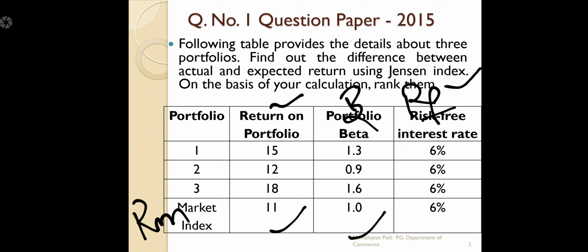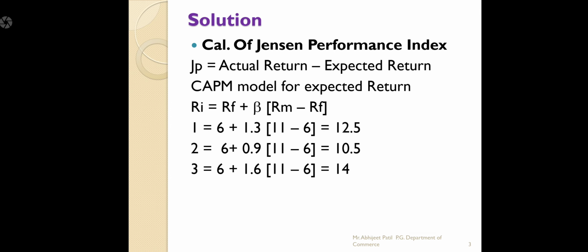Whatever return is given, that is your actual return. Now we should find out the expected rate of return. Whenever a question asks for the difference between actual and expected, we should use the CAPM to find out expected returns. Once we find the expected returns, we should determine the difference, and as per the difference we should give the rank. So let's solve this question.